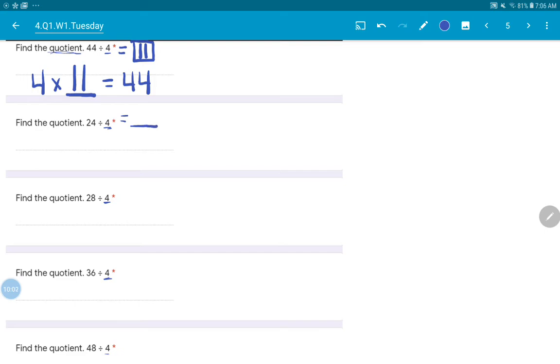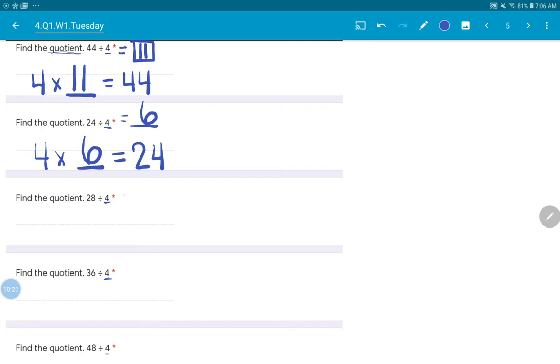If I write that as a multiplication fact, 4 times what equals 24. I know that 4 times 6 equals 24. So 24 divided by 4 equals 6.